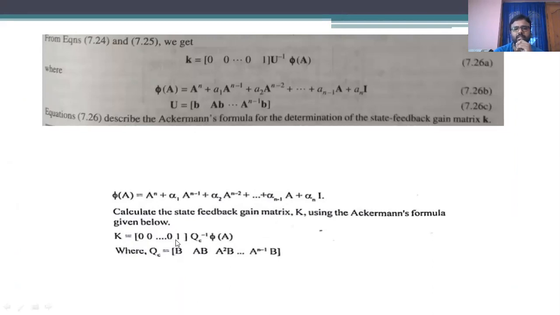That means N is the order of the matrix capital A. If the order of the matrix is 2, the elements presented in this matrix are 0 and 1, that means two elements are going to be there. So based upon the order of the matrix capital A, we are going to determine the state feedback gain matrix elements.